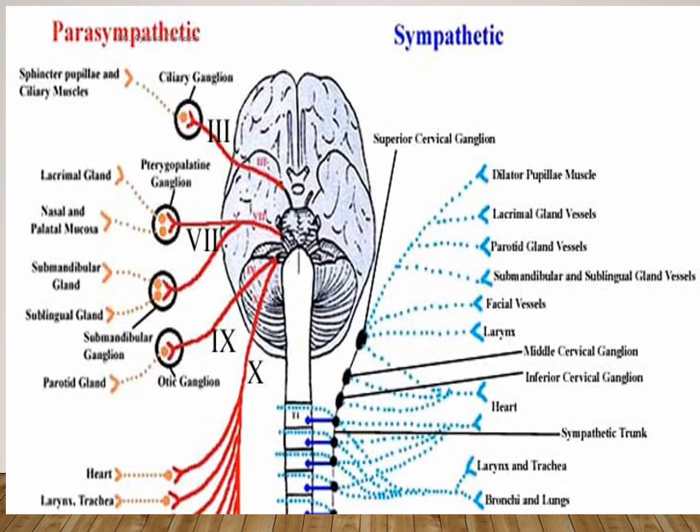In case of the head and neck region, there are 4 parasympathetic ganglia that control the flow of the impulses. They are the ciliary ganglion, the pterygopalatine ganglion, the submandibular ganglion, and the otic ganglion.